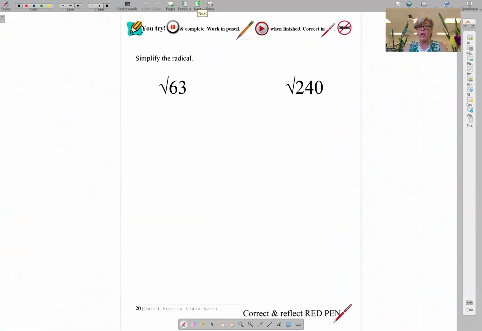This page, do by yourself, work in pencil, pause. Welcome back. You should have your red pen. Hit double time for corrections. If you're correct, star smiley. If you're not correct, I expect you to redo the problem with a note. What are you going to remember next time?